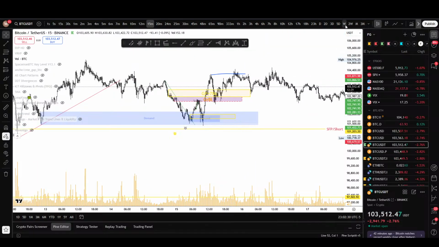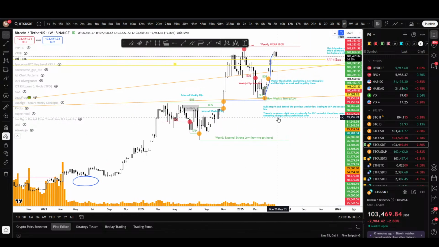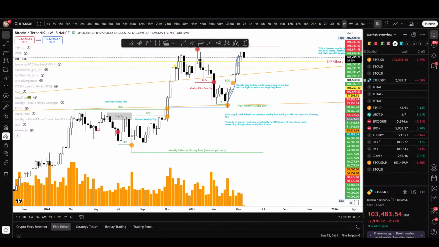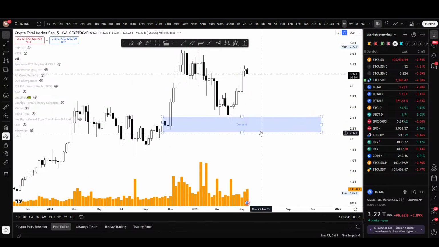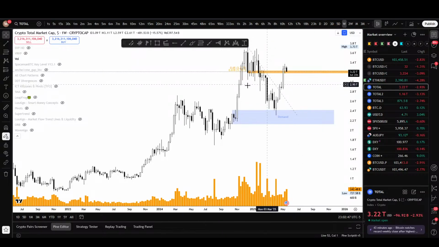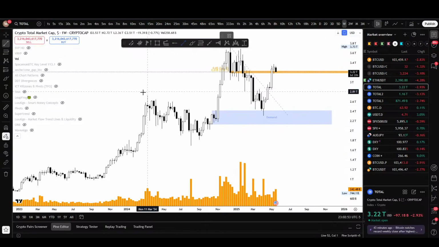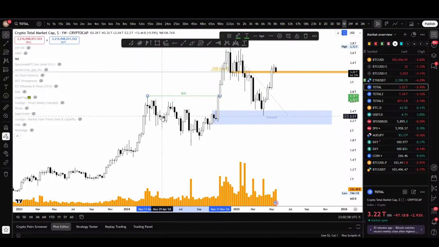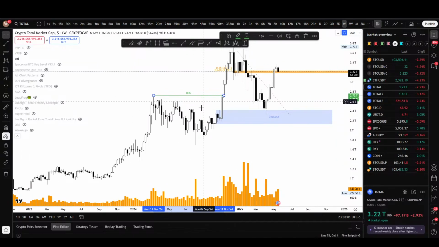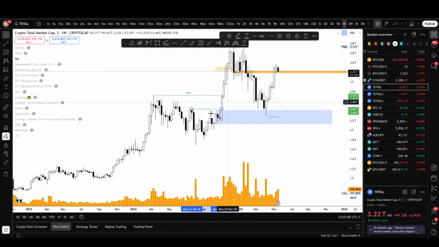So let's go macro here. What has price done here? So let's go to total. If we look at our total chart here, this gives us a little bit of a cleaner picture. On total, we did get our range, initiation, mitigation, continuation. So we got our weekly market structure flip. Internally, we got the flip here, and then the next week we got the external flip here.